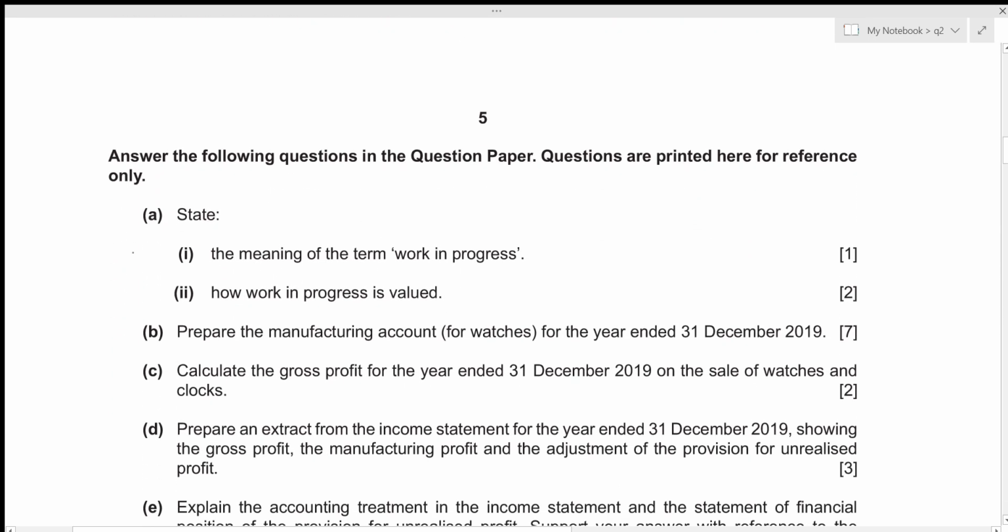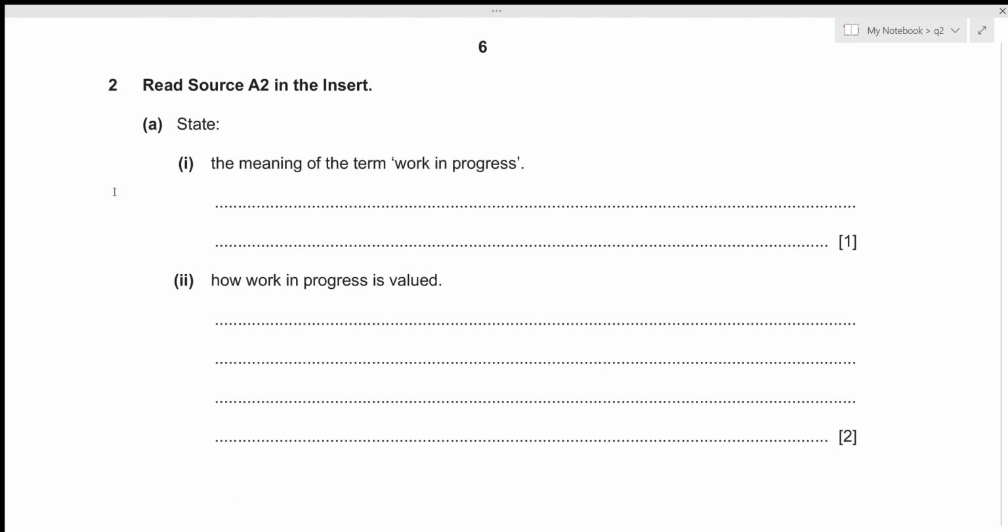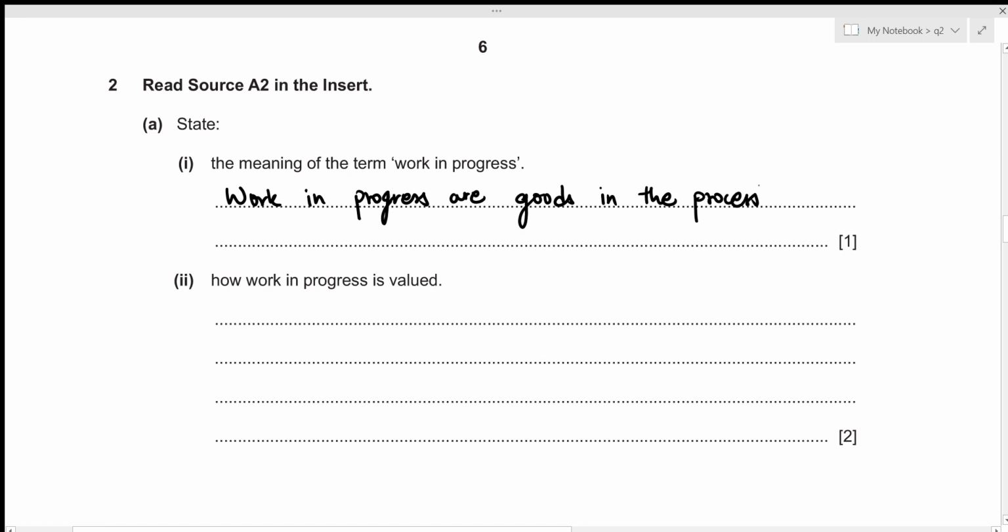We need to state the meaning of the term work in progress. Let's do that. So we know that work in progress are goods in the process of production that have not yet been completed. Let's write it down. Work in progress are goods in the process of production that have not been completed yet.